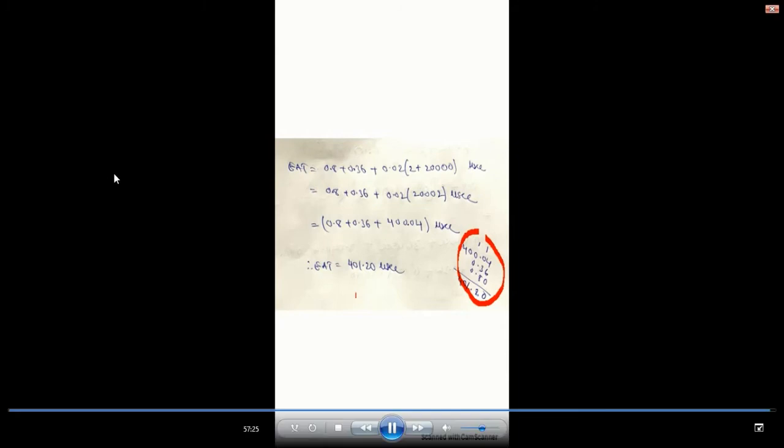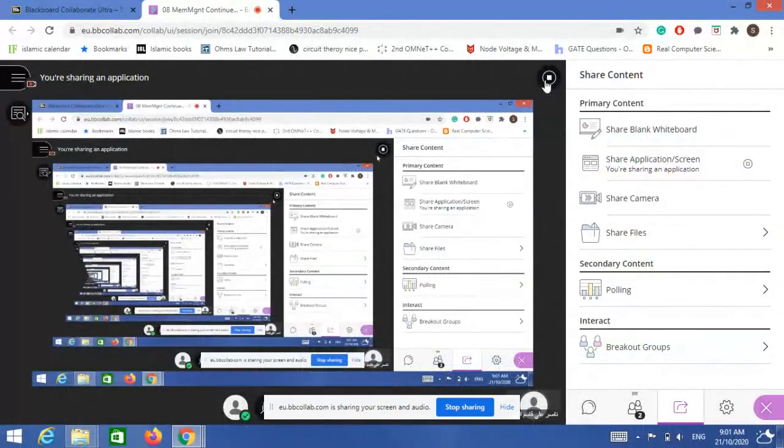Okay, so this is the end of the sheet. I think for this section, I have not taken the 4th problem. So I will take the 4th problem now about page faults.